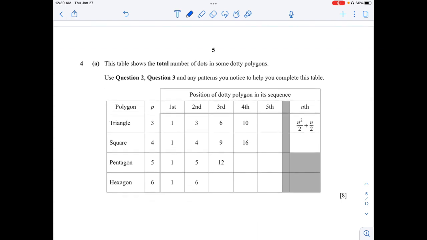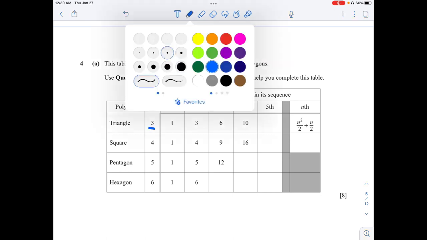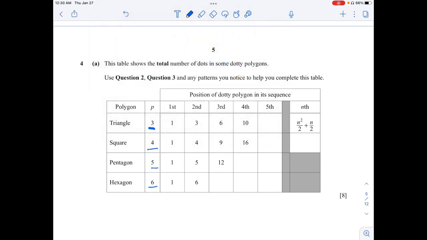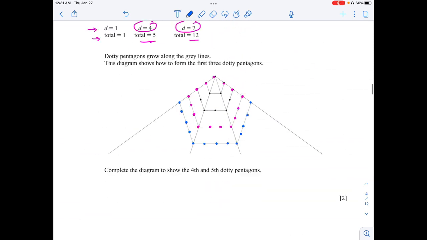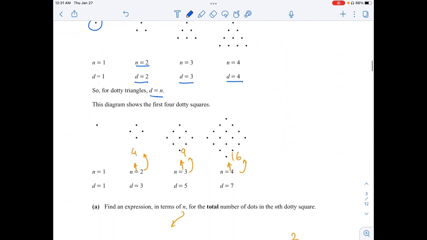This table shows the total number of dots in some dotty polygons. Use questions 2 and 3 and any patterns you notice to help complete the table. Triangle, there are 3 sides. Square, there are 4 sides. Pentagon, there are 5 sides. Hexagon, there are 6 sides. So we can see that we have to fill this table. For the third dotty triangle, it is 6 and 10. So dotty triangle, we have gone for dotty triangle.